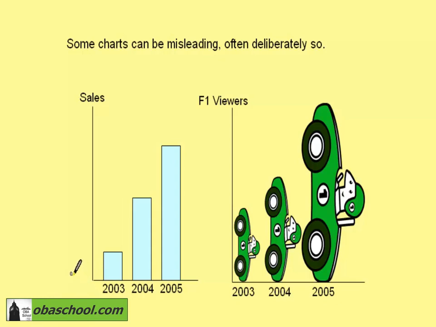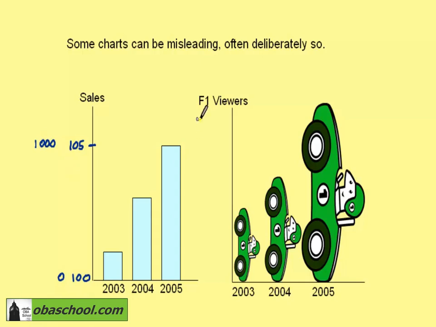Let's suppose the scale here actually starts at 100. And this value is 105. Then really there hasn't been that much increase over the 3 years. It would be totally different if the scale started at 0 here and went up to 1,000. Then the increase would be as massive as it looks.